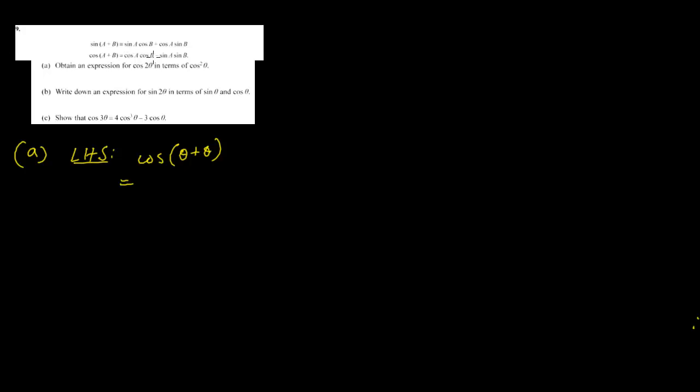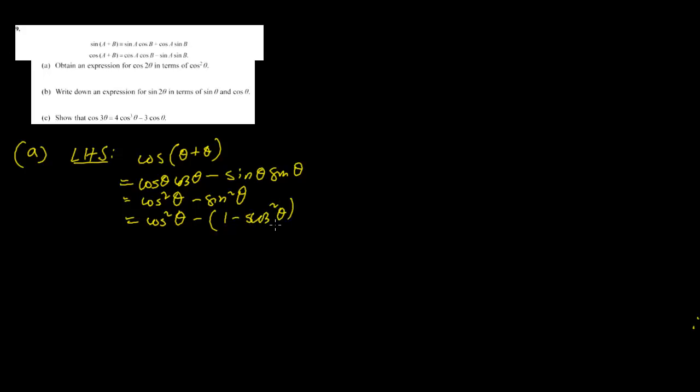A plus B is cos A cos B minus sine A sine B, so this would be cos theta cos theta minus sine theta sine theta. So that would be cos squared theta minus sine squared theta. Now we leave this, but we convert everything else to cos squared theta. From the fundamental identity, sine squared theta is 1 minus cos squared theta, and that turns out to be cos squared theta minus 1 plus cos squared theta, that is 2 cos squared theta minus 1.